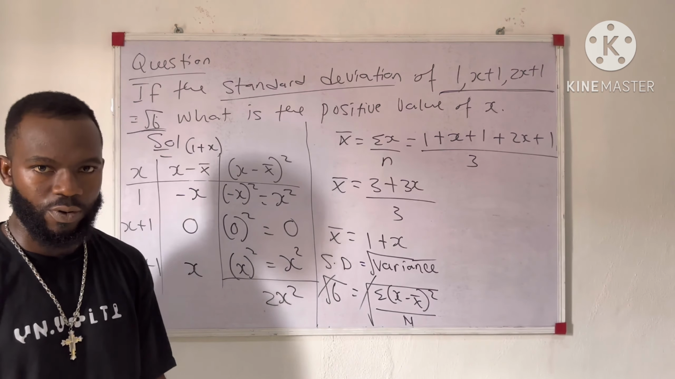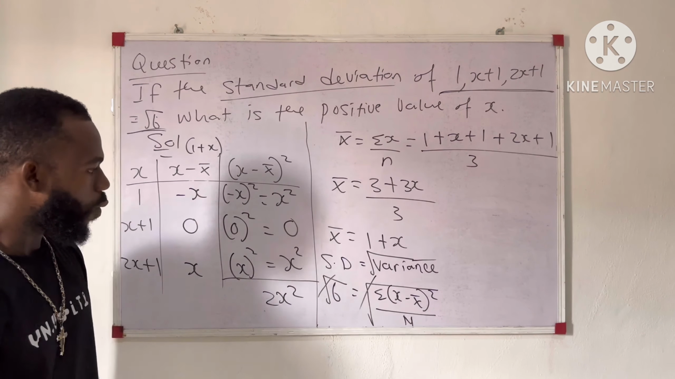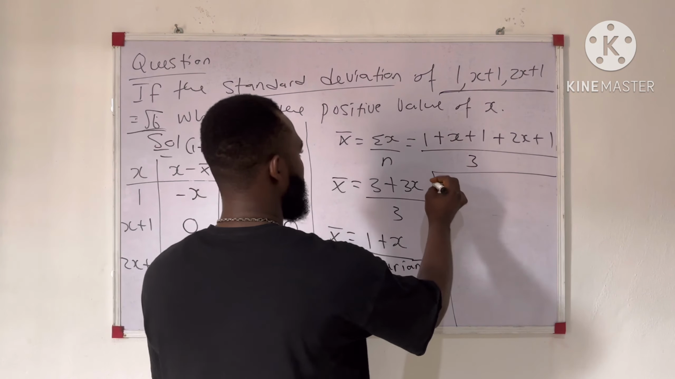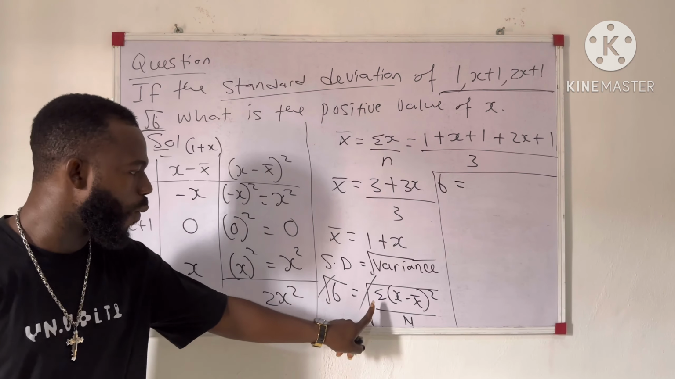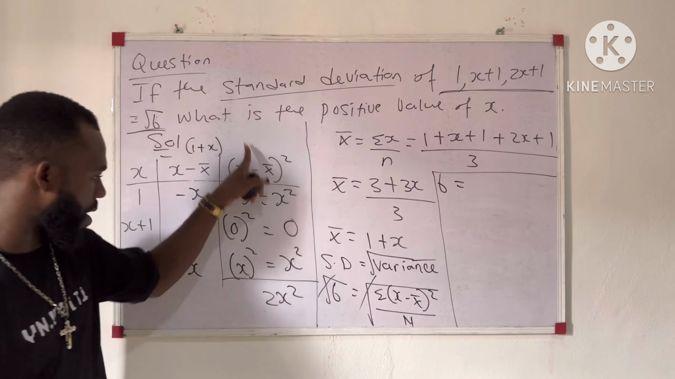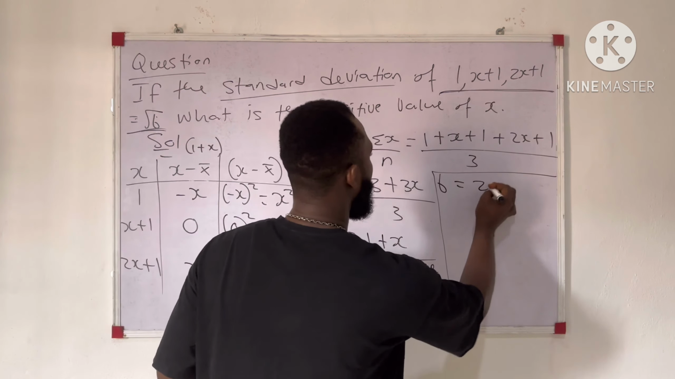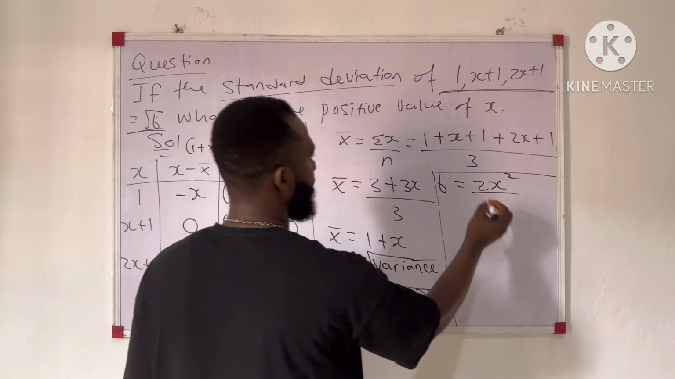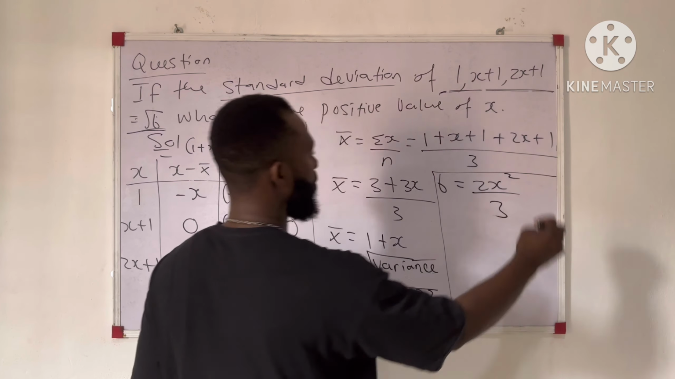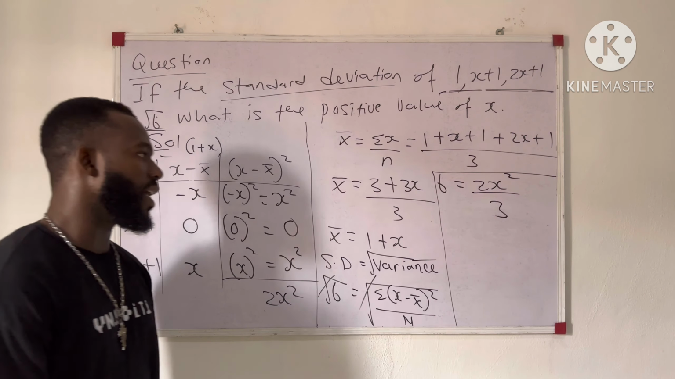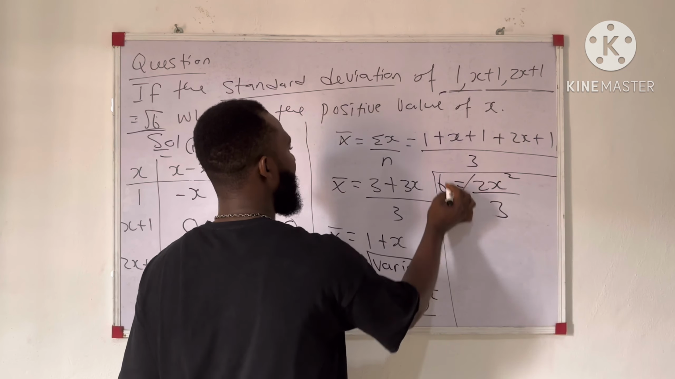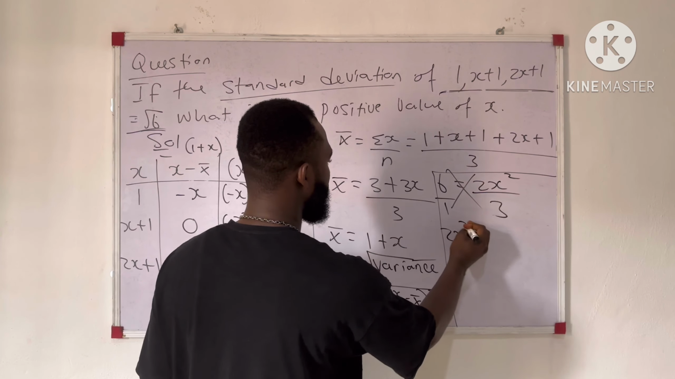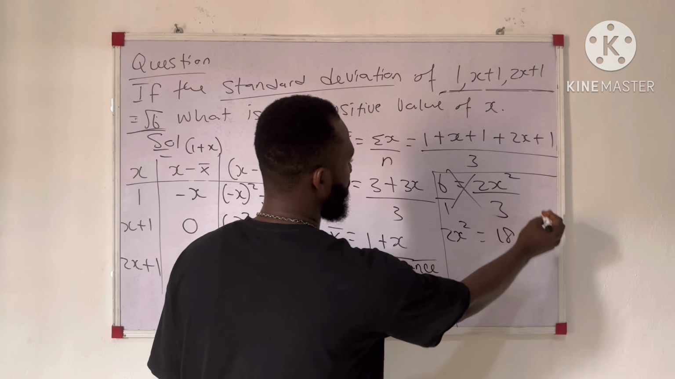Roots. So the square roots cancel out. When the square roots cancel out, what do we have left here? We have 6 left. This is equal to, now don't forget that when we added everything together on this column, we got 2x raised to the power of 2, all over our n, which is 3, because there are 3 data there. So now we have 6 over 1 and cross multiply. 2x squared multiplied by 1 gives us 2x squared, and 6 multiplied by 3 gives us 18.